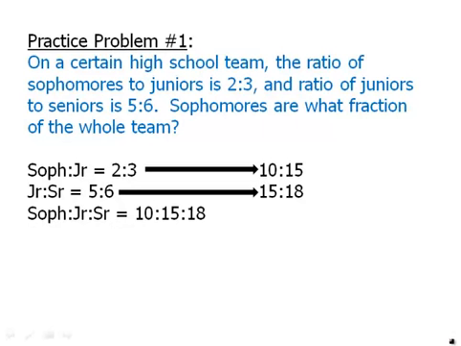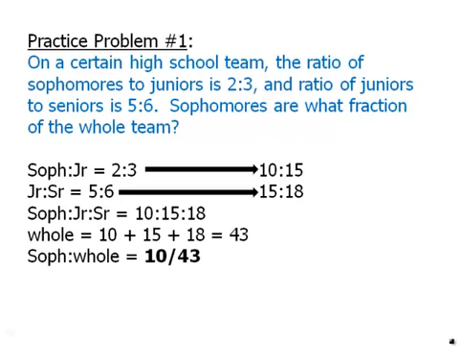Well, now we can just use proportioning to solve. So the whole is, of course, 43 parts. Sophomores are 10 parts out of that 43. So 10 out of 43 is the fraction.